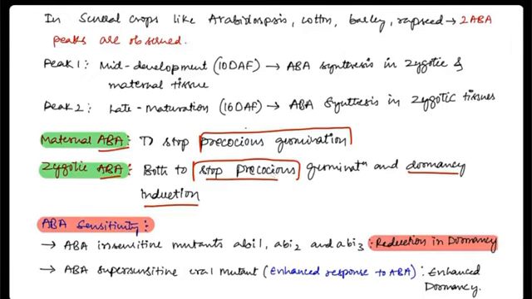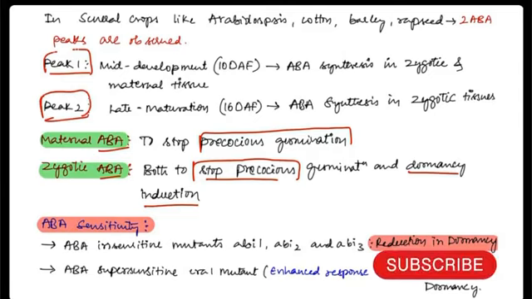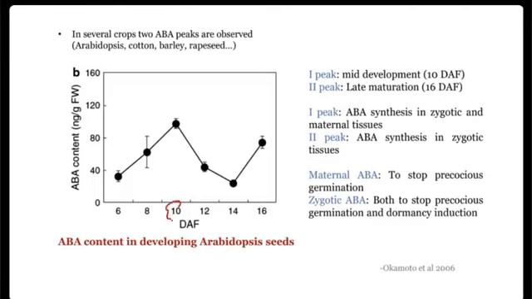It has been observed that there are a total of two peaks in the case of seed development. Two peaks of what? Two peaks of ABA are observed in seed development. These peaks are generally at 10 days after flowering and 16 days after flowering. ABA synthesis in both the zygotic and maternal tissues gives the first peak at 10 days after flowering, and the second peak is in the zygotic tissues at 16 days after flowering. And I told you the reasons why this maternal ABA is required and why the zygotic ABA is induced or synthesized.